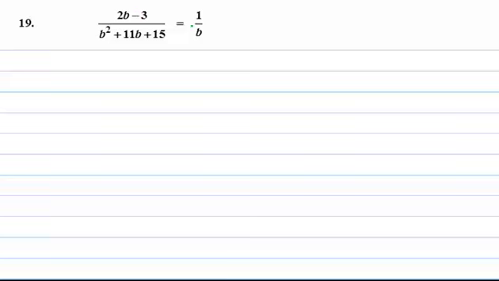We have a fraction equals a fraction. So we are going to multiply across. This times this equals that times that. So when I multiply anything by 1, it's just itself. So b squared plus 11b plus 15 times 1 is just b squared plus 11b plus 15. When we multiply b times 2b minus 3, we get 2b squared minus 3b.